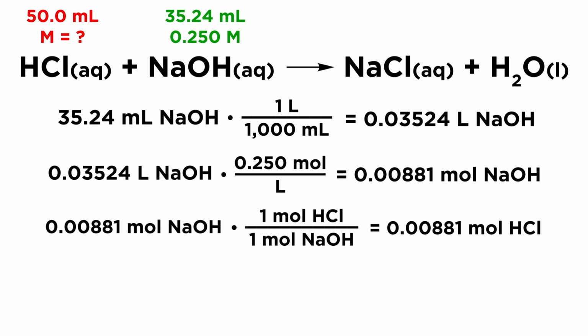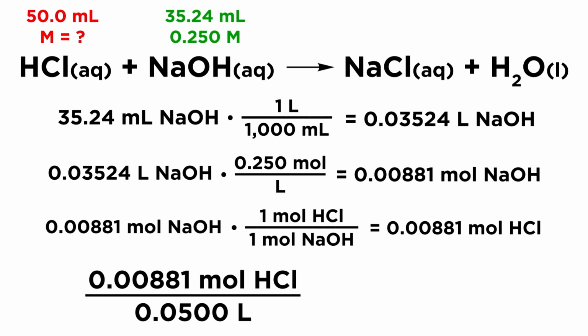Next, we simply understand that every mole of base will neutralize 1 mole of acid, due to the 1:1 stoichiometric ratio, so we just get the same number for the moles of acid that were neutralized by this many moles of base. Then lastly, we take the moles of acid that were in the acid solution and divide by the initial volume of that solution before we added any base, which as we recall was 50 milliliters, or 0.05 liters, and that gives us 0.176 molar as the concentration of the acid solution.